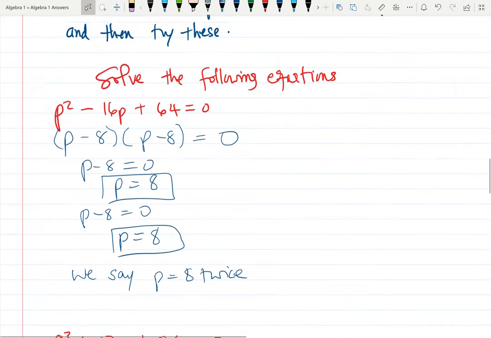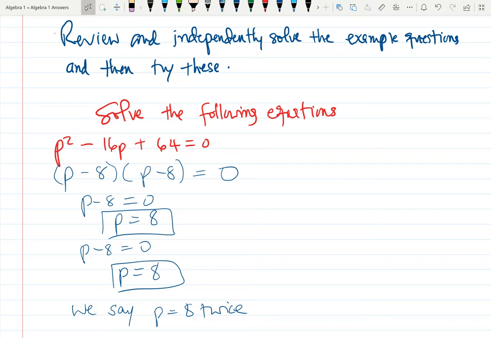Okay, welcome to the solution for the exercises to the introductory video to solving quadratic equations.